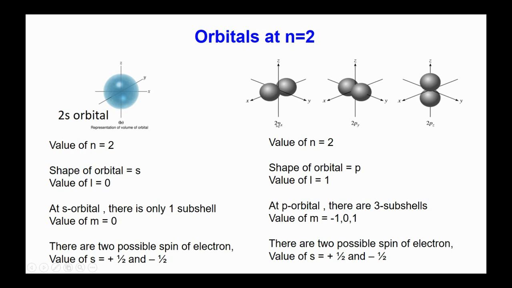So for p orbital, we can see there are 3 orientations here. Okay, so the shape of orbital P, the value of L is 1. Remember each letter has its value. Okay. So P orbital, there are 3 subshells. So we have px, py and pz. That's why we have 3 values of M. So there are 2 possible spins for the electron here. Positive half and negative half.